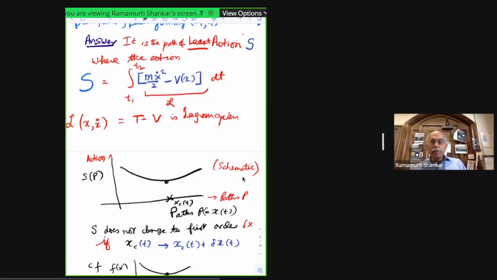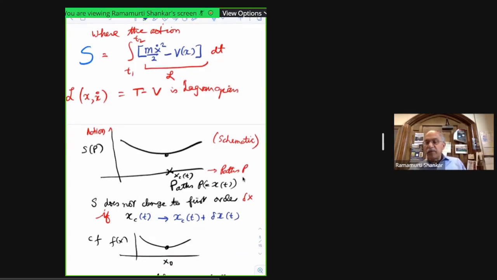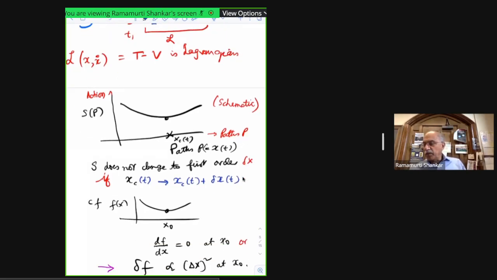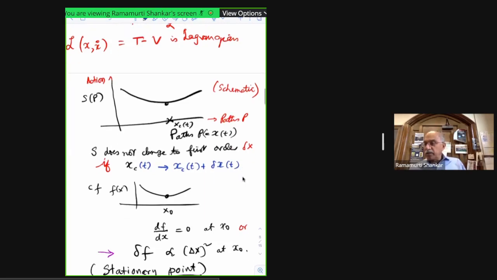of all possible paths, and you plot the action for each path. At the stationary point, here, S does not change to first order in the deviation. For example, if you have a function of one variable, at the stationary point at the minimum, df/dx is 0. Another way to say this: at the minimum, if you change x by an amount delta x, the change in the function is delta x squared. Normally, if you're at some point here, if you change x by delta x, the function will change linearly in delta x, and the coefficient will be the slope. But at the minimum, there's no change proportional to delta x.